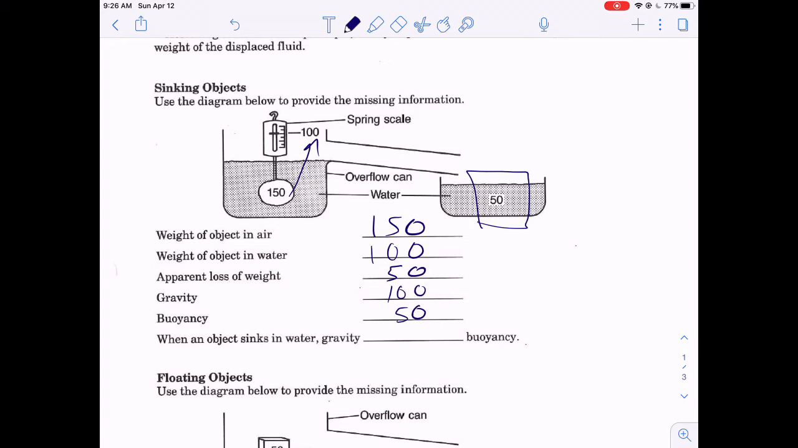So it says when an object sinks in water, make sure you read this carefully. When it sinks in water, gravity is greater than the buoyancy. Gravity's pulling down more than the buoyancy can push up against it, so it goes to the bottom.